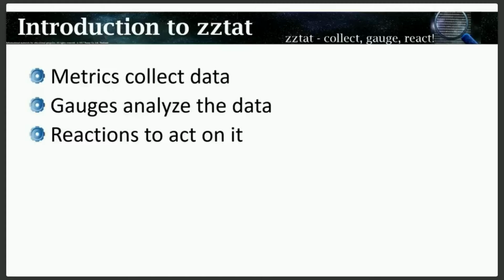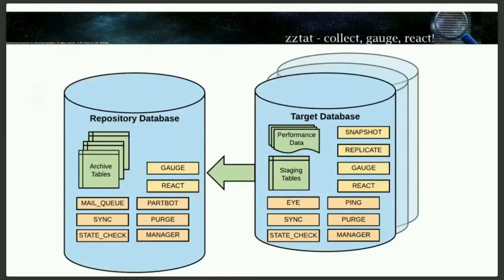A little bit of terminology. In zztat, the data points of interest are called metrics. So that's the data we collect. We then use gauges to analyze that data, and finally reactions to act on it.